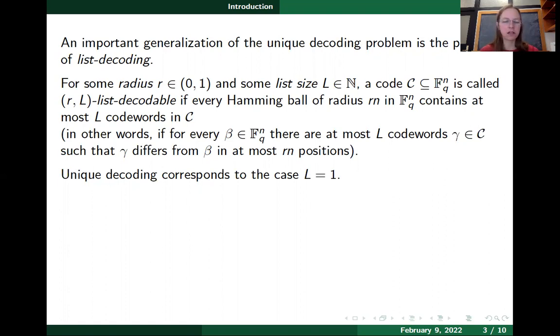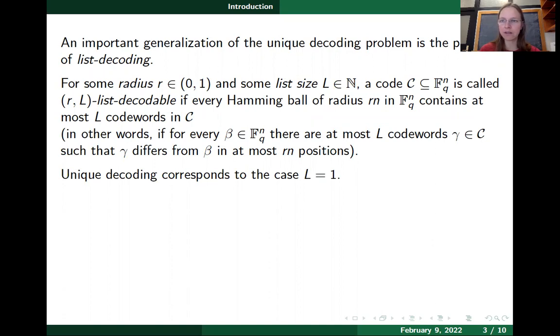That means from the noisy signal, you can't necessarily uniquely reconstruct the original codeword anymore, but you have a short list of at most L candidates for what the original codeword was. For unique decoding, this problem of having at most one codeword in every Hamming ball directly translates to the code having a certain distance. There's a direct translation between the distance of the code and the radius you can take. For the list decoding problem, everything becomes a little bit more subtle though, and you can't just read off these list decoding properties from the distance of the code.